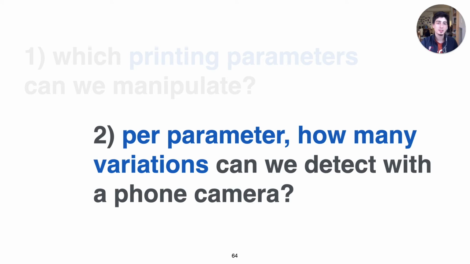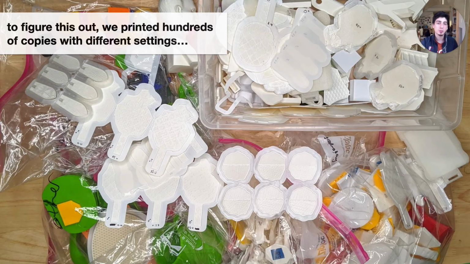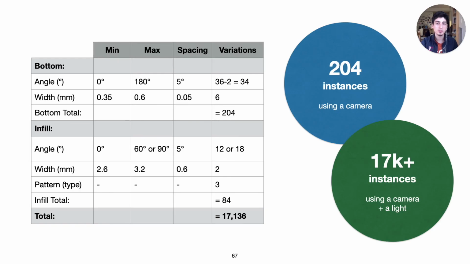Now, let's answer the second sub-question, which is, per parameter, how many variations can we detect with a phone camera? To figure this out, we tested hundreds of copies that we printed with different settings. I had already shown you the results briefly, as you see here. Now, let's talk about where these numbers came from. For example, 204 for the base pattern.